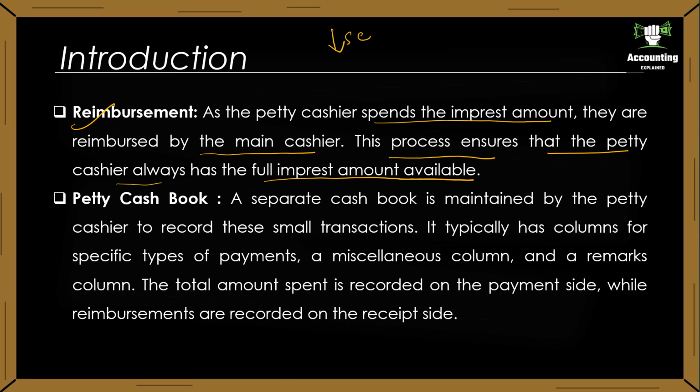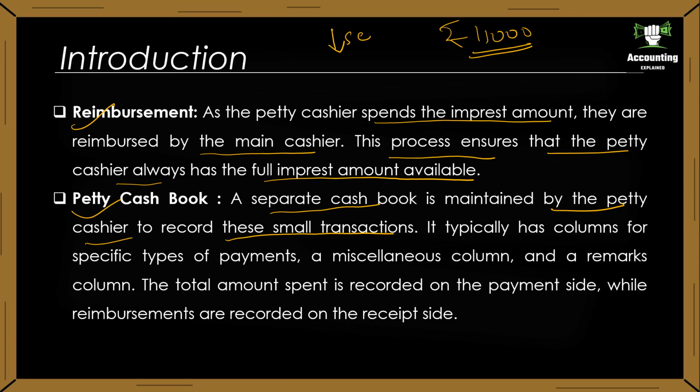When your petty cash fund gets low, your boss gives you more money to bring it back to the original amount. What is the original amount? ₹1,000. Okay, so that is what is explained here, reimbursement. Next, petty cash book. A separate petty cash book is maintained by the petty cashier to record these transactions.